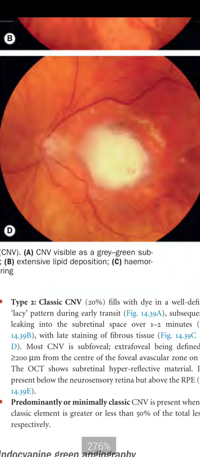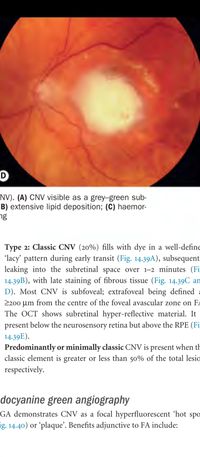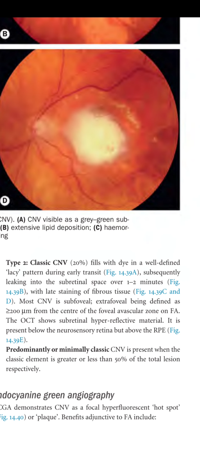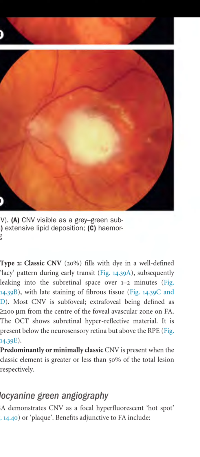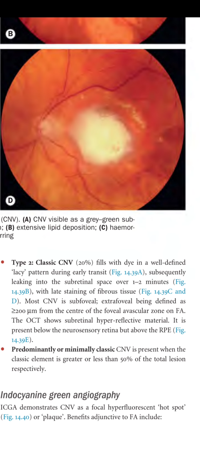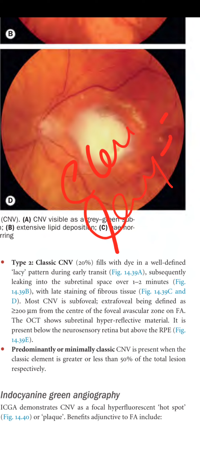Next is the type 2 classic, which is a subretinal CNV. 20%, filled with dye in a well-defined lacy pattern during an early transit, subsequently leaking into the subretinal space over 1 to 2 minutes with late staining of the fibrous tissue. So in a case of a classic CNV, first there will be a lacy pattern in the early transit phase that will subsequently be leaking into the subretinal space over 1 to 2 minutes with late staining of fibrous tissue.